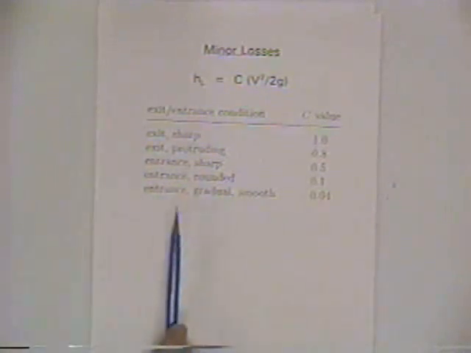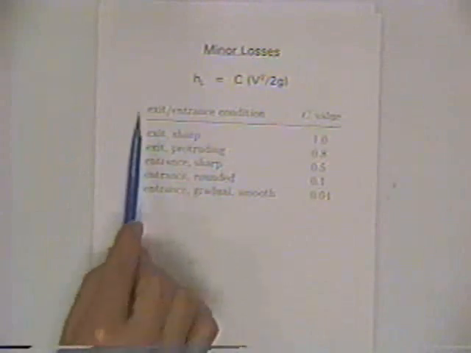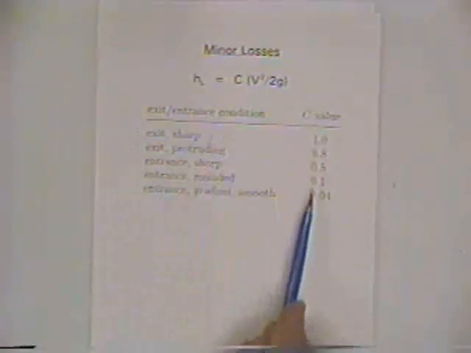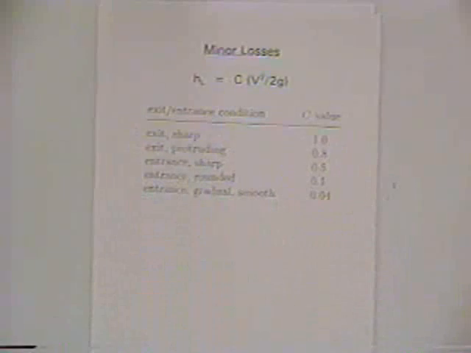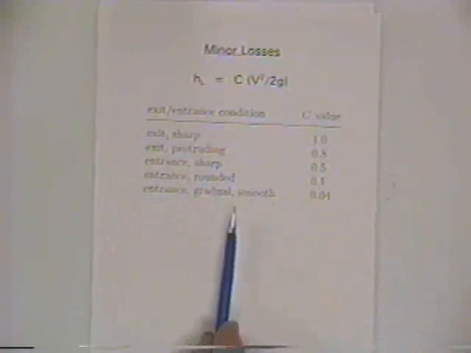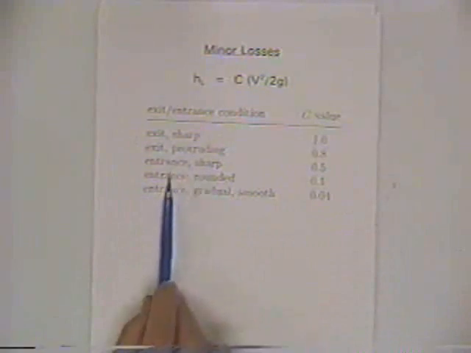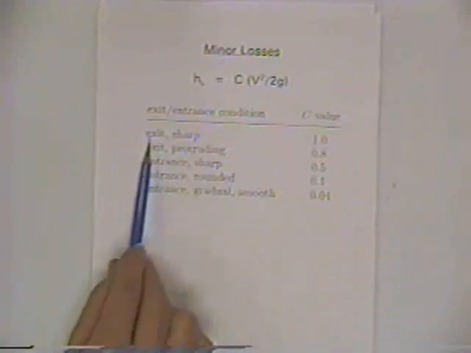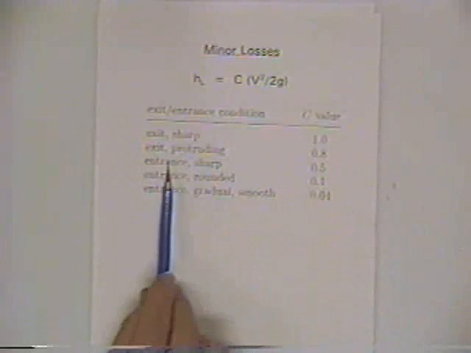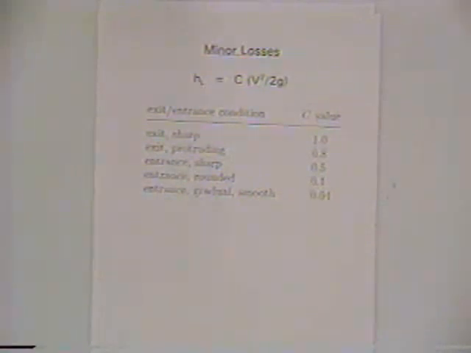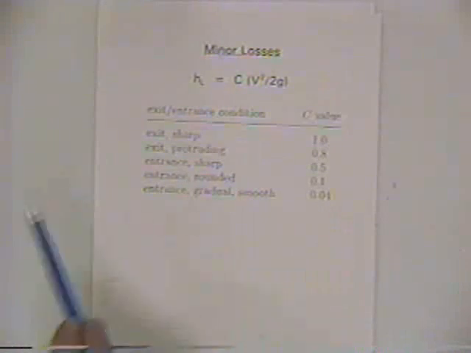Now, your reference manual that you take into the exam gives this table. And so you've got just a few values for a few cases. Actually, we just have a couple of cases of exit losses and a few cases of entrance losses for which we've got the data given in this table, which is Xerox from the manual. Okay, we'll use these values in this next example.